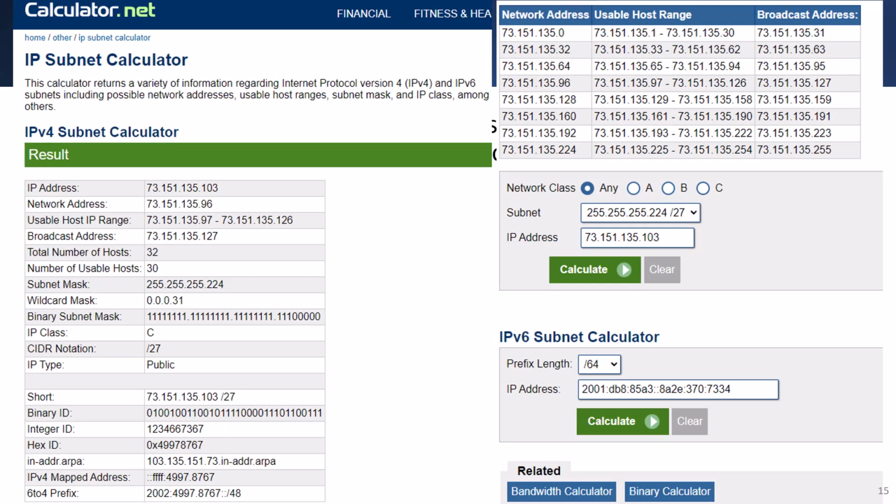When you enter the subnet mask of 255.255.255.224 or CIDR notation /27 and the IP address of 73.151.135.103 and click the Calculate button, the right figure shows you the network address, usable host IP addresses, which shows the lowest and highest addresses, and the number of usable hosts. At the top of the right figure, there's a breakdown of subnets for the network with the network address and broadcast address.